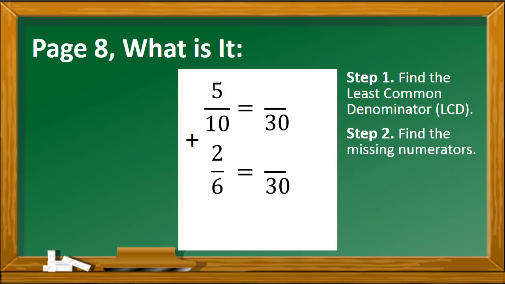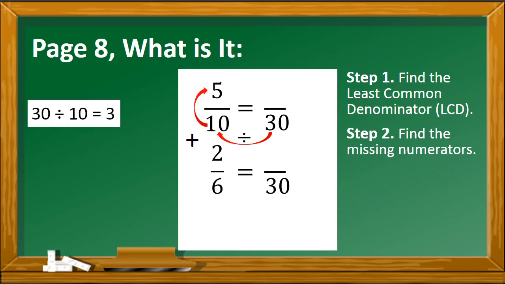Step 2. Find the missing numerators. For 5/10, we divide the denominators. 30 divided by 10 is equal to 3. Then, we multiply the quotient to the numerator 5. 3 times 5 is equal to 15. So, 5/10 is equal to 15 30ths.